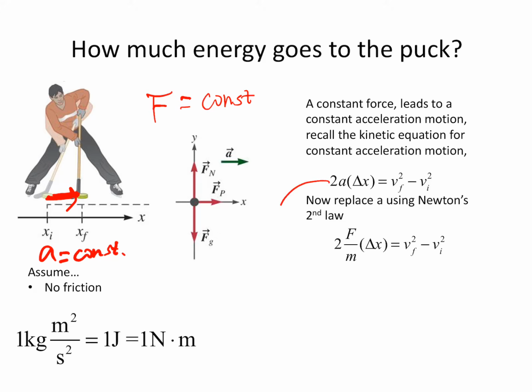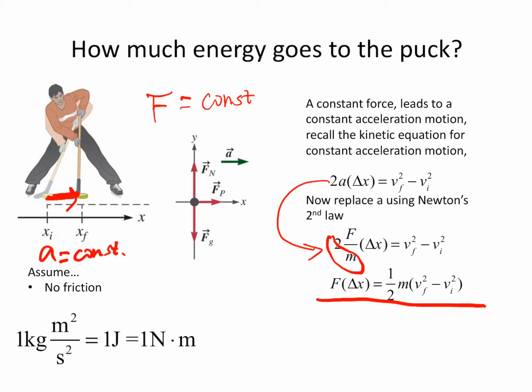Now, my favorite kinematic equation gives us this. And now you can just move this 2 and m from the left hand side to the right hand side, and you have this equation. So basically what you need to do is multiply m on both sides and divide by 2 on both sides, and you get this equation.